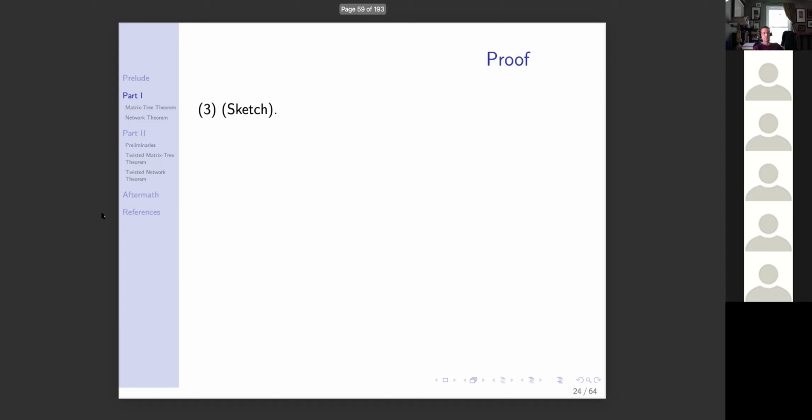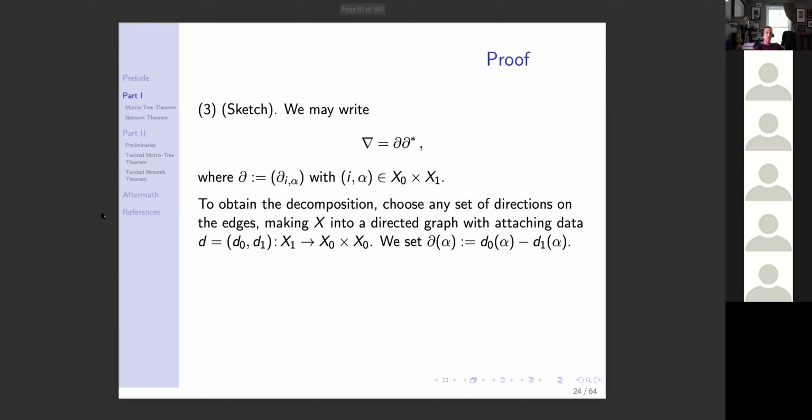So now we get to the hard part, which is not so hard. I want to claim that we can write nabla as boundary star boundary, where the matrix entries are given by pairs consisting of a vertex and an edge. To obtain the decomposition, choose any set of directions on the edges, making X into a directed graph. From now on, X will be directed once I've done this. For the rest of the talk, I'm assuming X is a directed graph.